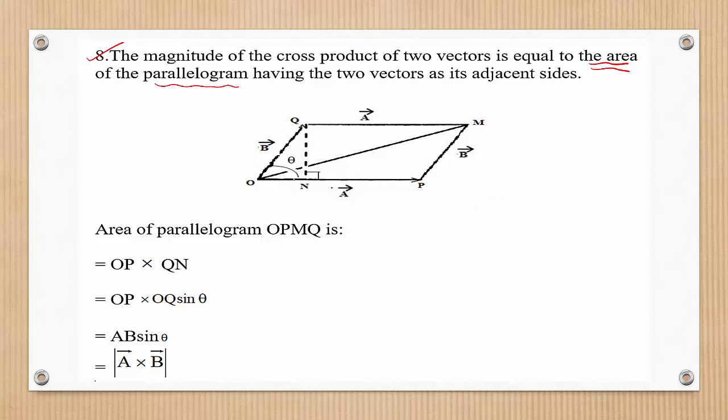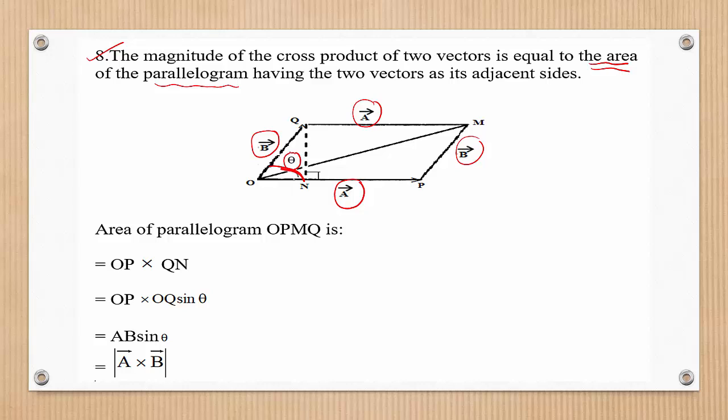See here, you can observe this diagram. Vector A and vector B, these are the two adjacent sides of a parallelogram. So vector A, this is also vector A and this is vector B. Because OP, QM are parallel, OQ, PM are parallel. So we consider two vectors as the adjacent sides of a parallelogram. Angle between these two vectors is theta. So here we know that cross product of two vectors is equal to area of the parallelogram.